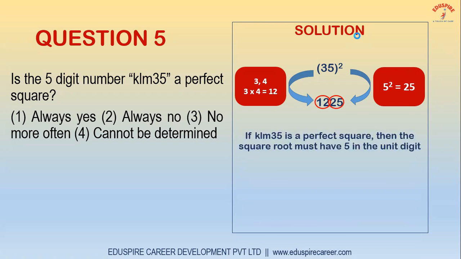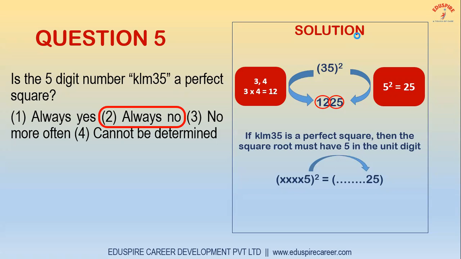Interesting, right? So the logic we can apply is, if KLM35 has to be a perfect square, then the square root must have 5 in the units place. But by virtue of the rule that we just learned, if the base value has 5 in the units place, then for the square, the last 2 digits must be 2 and 5. So the last 2 digits of a perfect square can never be 3 and 5, which is the case here. So we will say always no. If the question is whether the 5-digit number KLM35 is a perfect square, my answer will be always no.